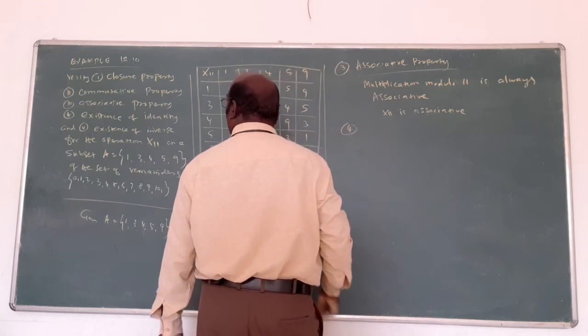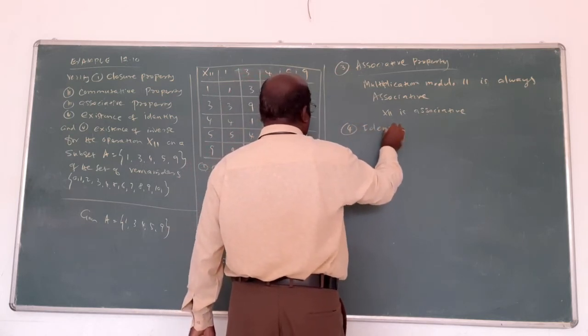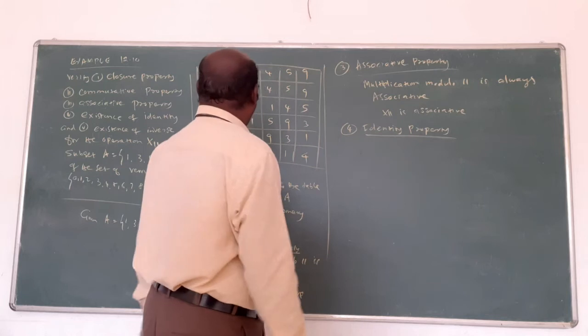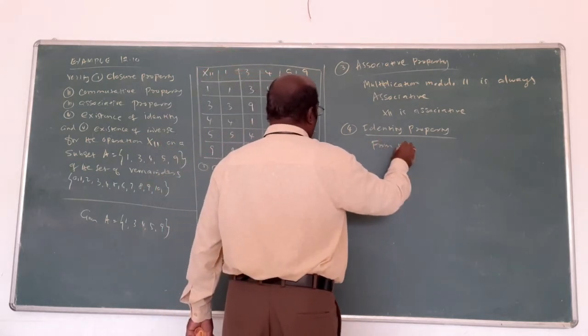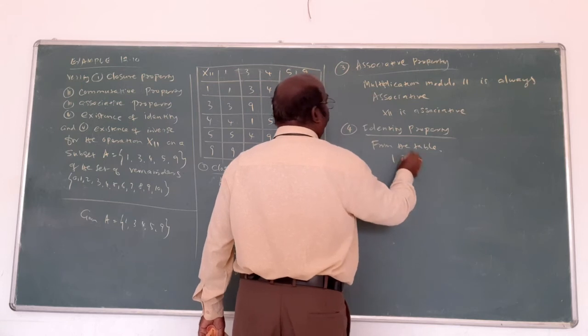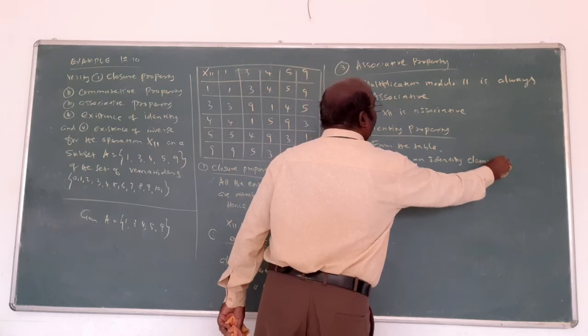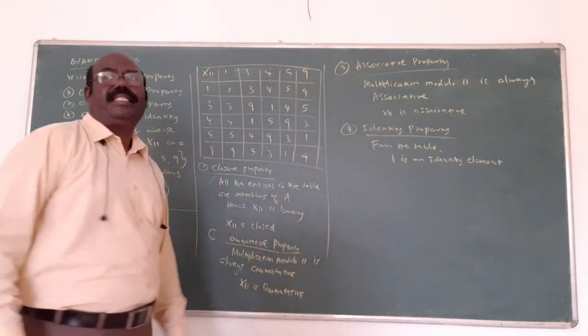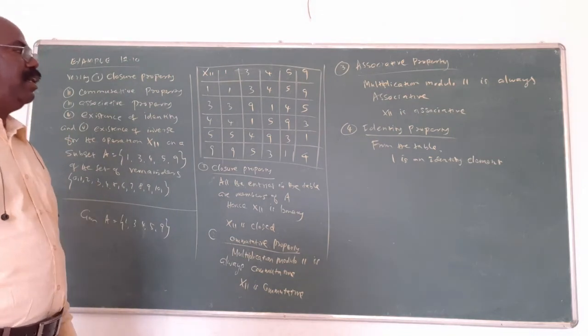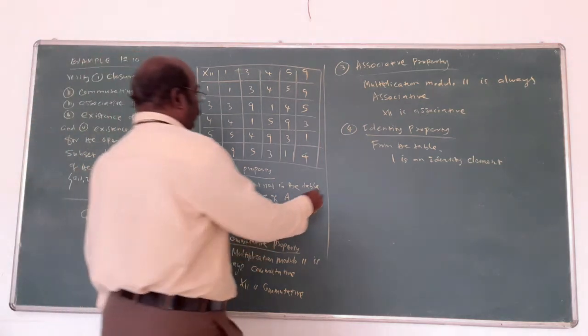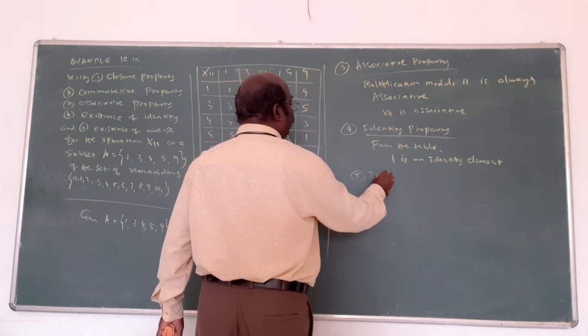Fourth one, identity property. From the table, one is an identity element. Already I told you, for multiplication one is the identity element, and for addition zero is the identity element. Mind it, important concept. Then next one is what? Inverse property.